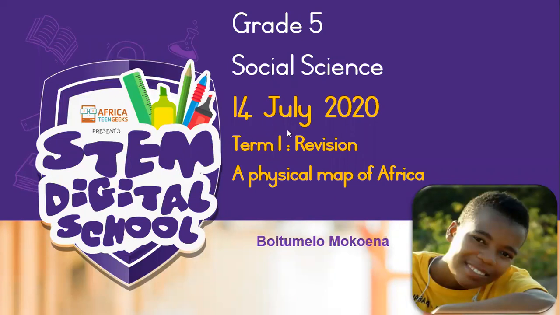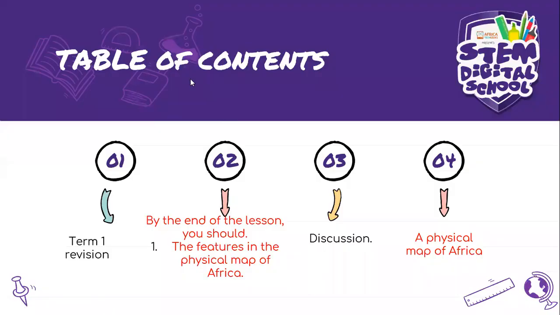Okay. Let's move. In our lesson today, these are the 4 things that you need to know, as we are doing a term 1 revision. So if you have your textbook with you, go and open term 1, geography, and then we are on a physical map of Africa, okay? So by the end of this lesson, you should know the features in the physical map of Africa, okay? So we'll be discussing all of these things, okay? Nice one. So let's move to our lesson.